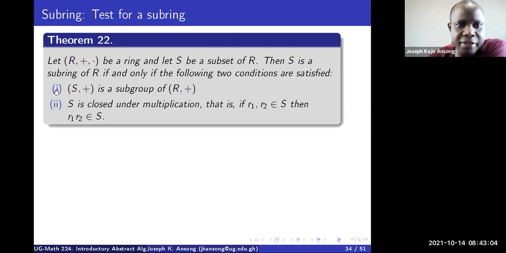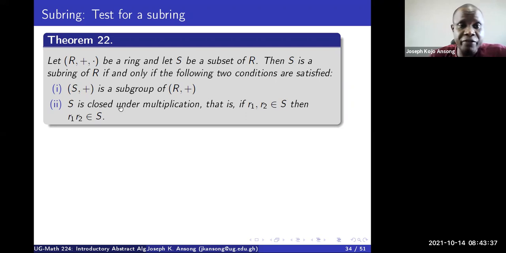So the first one is this. Let R here be a ring and let S be a subset of R. Then S is a subring of R if and only if the following two conditions are satisfied. The first one is that S with regards to addition is a subgroup of R under addition. And then the second one is that S has to be closed under multiplication. That is, if I take any two elements in S and multiply them, the result is in S, okay?